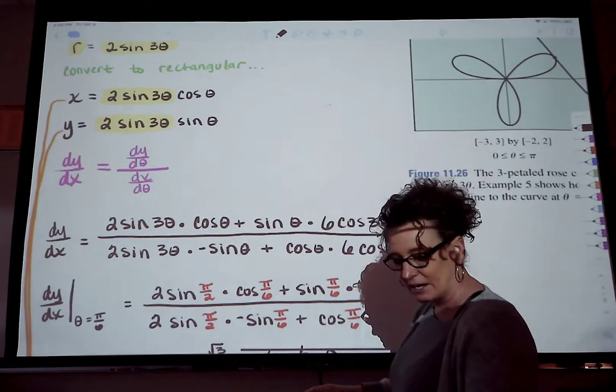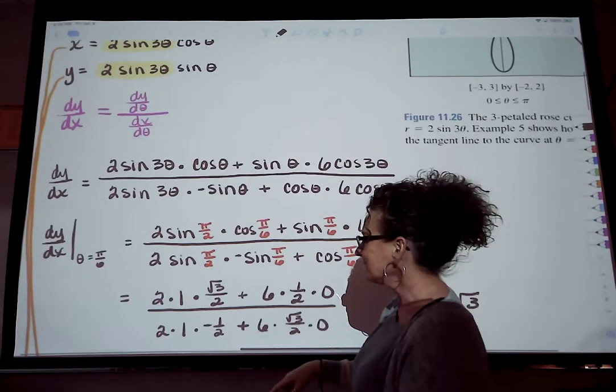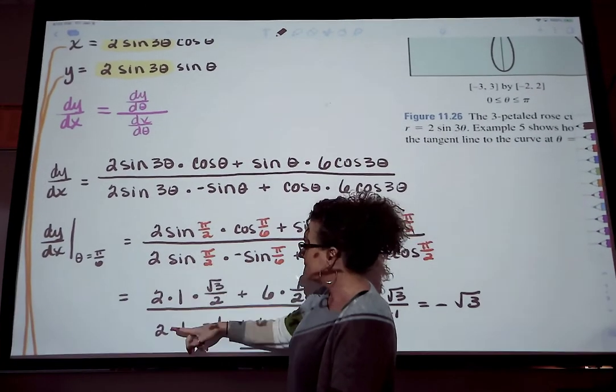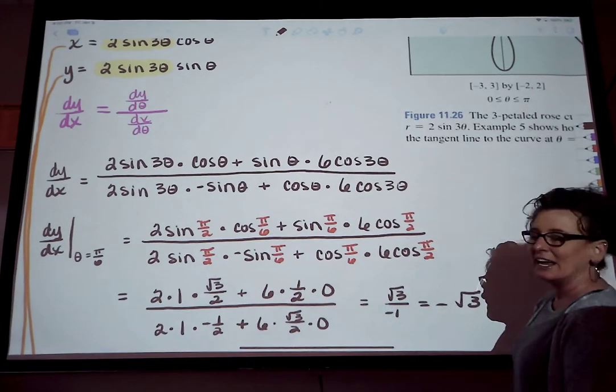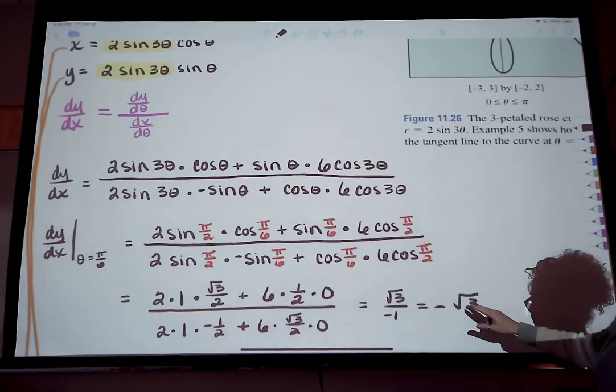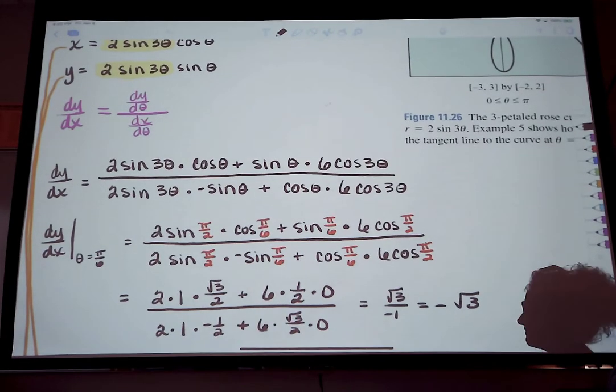And then I did my trig. Then I did my sine of pi over 2 and my cosine of pi over 6 and all that good stuff. And I got dy/dx to be negative radical 3. That's the slope of my tangent line.